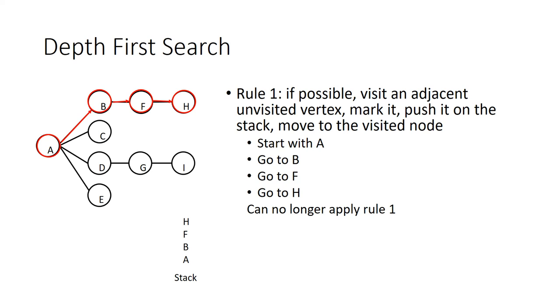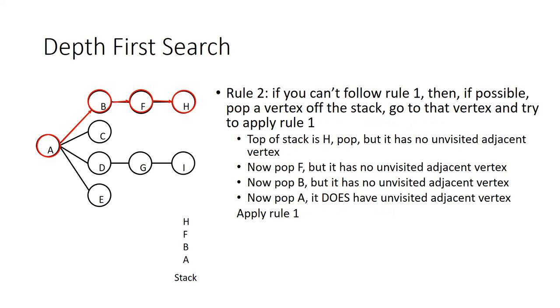I can no longer apply Rule 1, so I'm going to go back and do Rule 2. So here's where we were. Rule 2: if you can't follow Rule 1, and that's where we got to, if possible, pop a vertex off the stack. So if the stack's not empty, I'm going to pop a vertex off, and I'm going to go to that vertex, and I'm going to try to apply Rule 1. So I'm going to pop H off, and I'm going to try to apply Rule 1, but it has no unvisited adjacent vertex. So I pop the stack again. So I pop F, and I look at F, but it has no unvisited adjacent vertex.